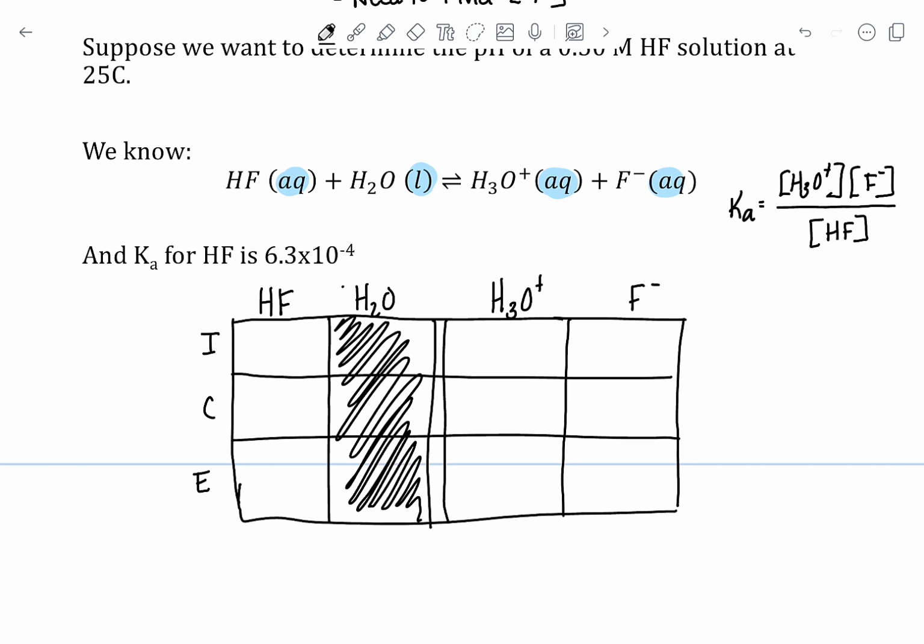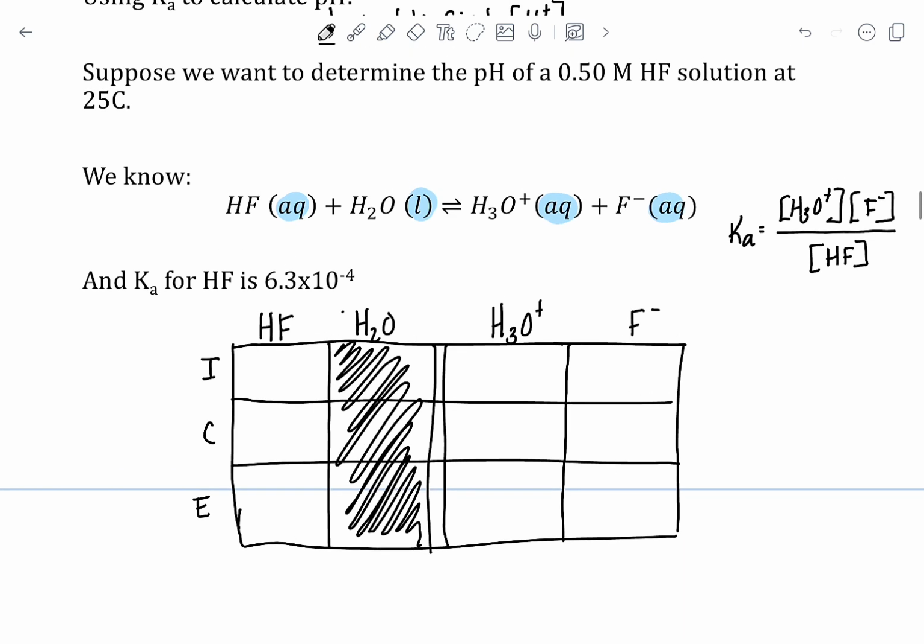Okay, so now let's start putting in some numbers. We know initially we have a solution of 0.5 molar HF. So that's our initial concentration of HF. Before we put HF into solution, our concentration of H3O plus and F minus are both 0. So we have no initial concentration of our ions in that solution just yet.